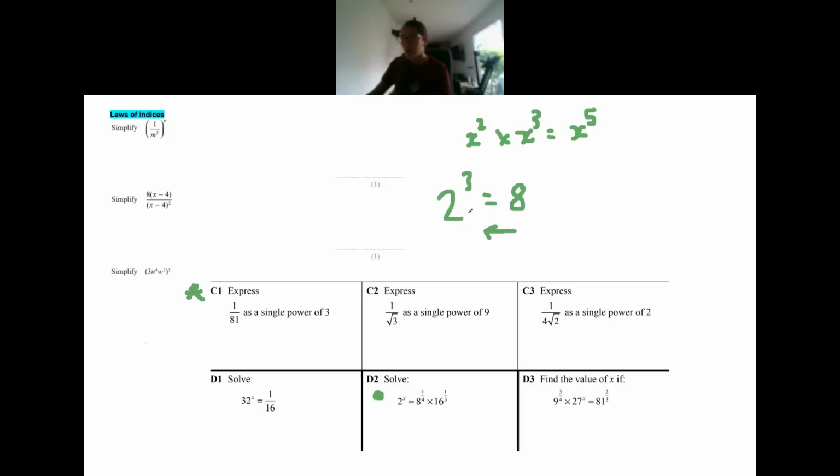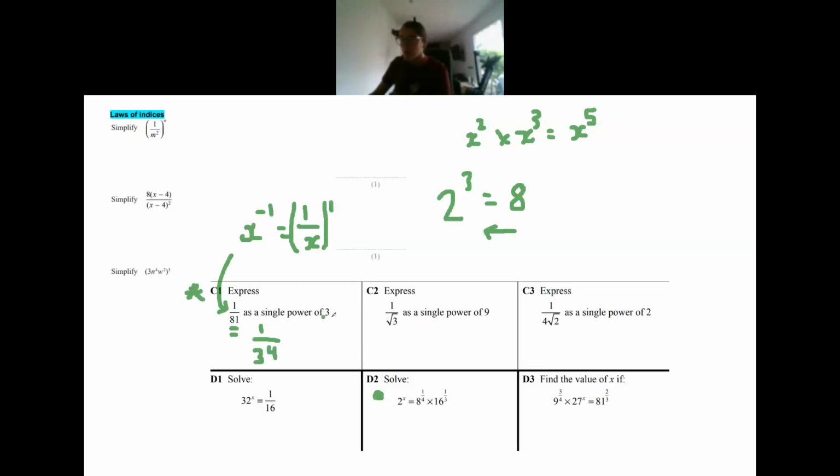So it's working backwards. For example, 1 over 81 is a single power of 3. We recall from laws of indices that when we've got the 1 over, if we have a negative indice, that tells us to find the reciprocal. So that would be to the power of 1 because that's the 1. The negative implies that we make it the reciprocal. 81, yes, is 9 squared and 9 is 3 squared. So 81 is 3 to the power of 4.